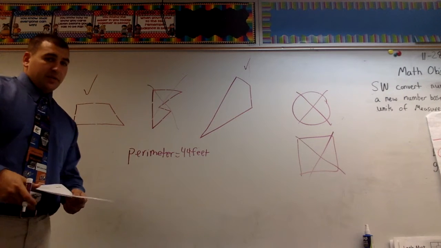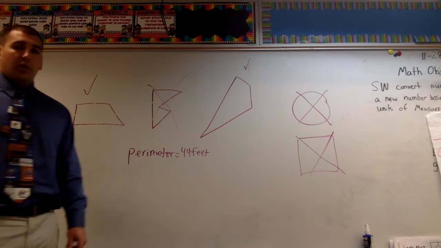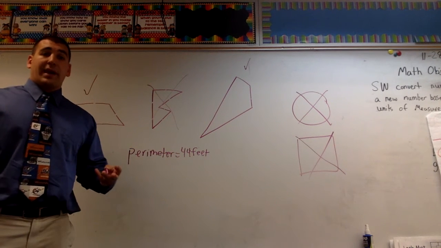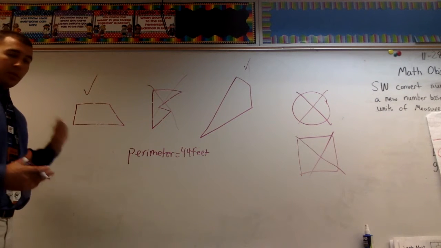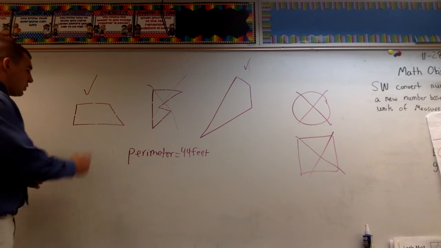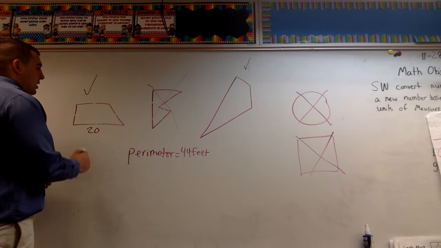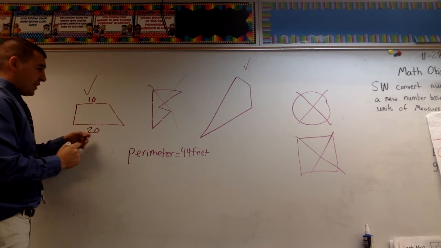Now, since none of them are squares or rhombuses, I can't just make all my sides 11 feet, okay? Because you might have said, oh, 44, I could just divide it by 4, and that's 4 sides that are all 11. So what I'm going to do is start with my biggest one. I'm just going to make this 20, all right? And then I might make this side 10. So far I've used 30 feet.